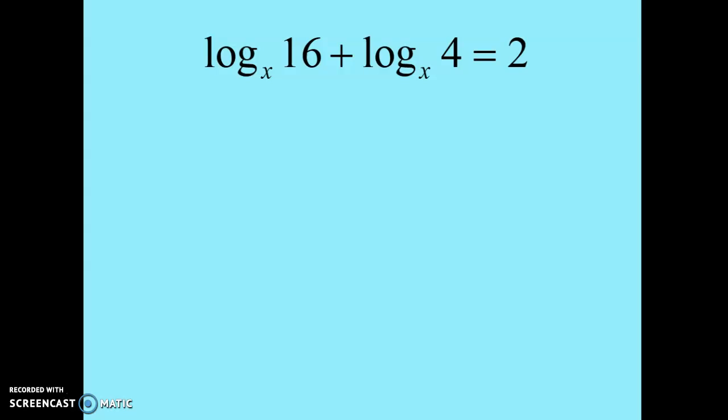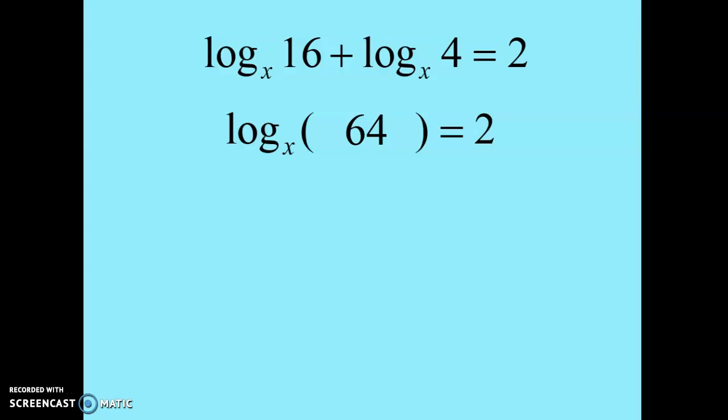Now we have a condensing problem because we have log base x of 16 plus log base x of 4 equals 2. So what we're going to do is condense the logs together. So we have log base x, and because we have 16 plus 4 in logs, we're going to multiply those 2 numbers together. And that gives us 64.